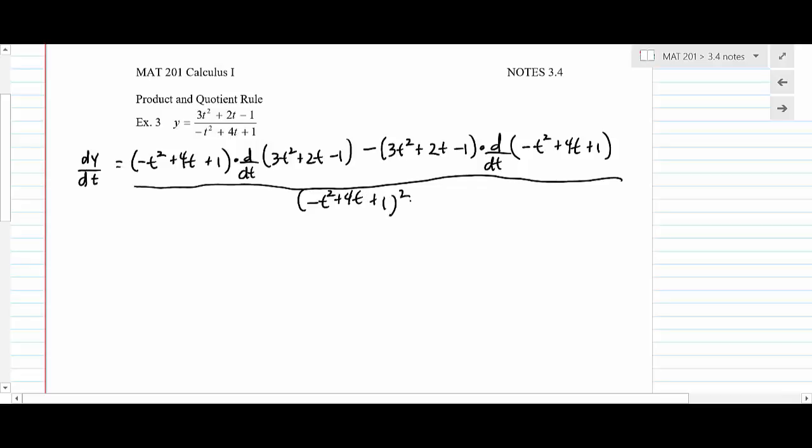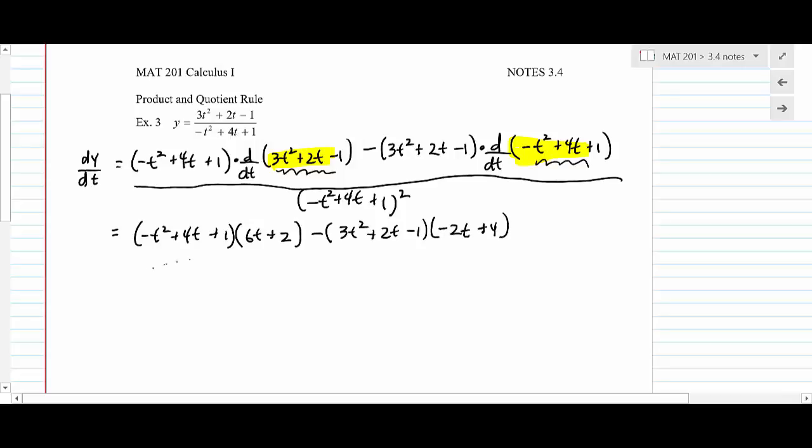Okay, now I'm going to do one more step and then I'm going to let you try to finish this one. So let's do the derivatives of those, which are pretty simple derivatives, and I'll just give you a little algebra practice here, and I'm going to walk around and see what my students know about algebra because I need to find out. Okay, what's this derivative right here? 6t plus 2, good, okay, minus (3t squared plus 2t minus 1). What's the derivative of the next one? Negative 2t plus 4. There you go.